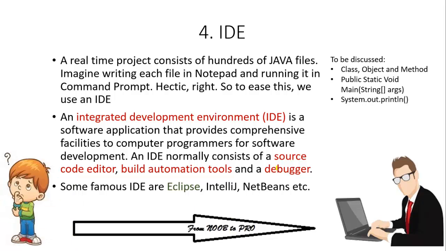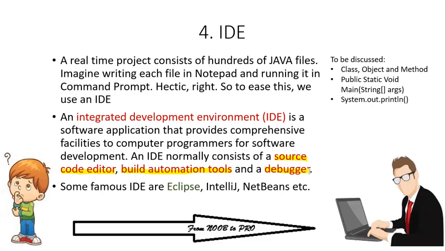Okay, so a source code editor. This is a similar type of editor that we use, that is a notepad kind of editor built inside another tool. Okay, a build automation tool. This is basically the compiler for the code which takes care of all the compilations, and a debugger.